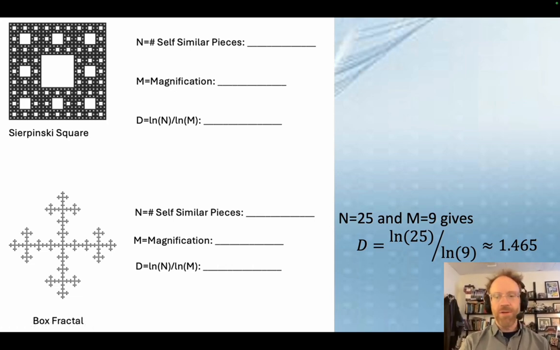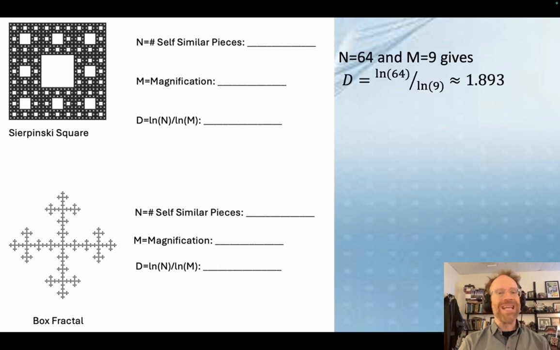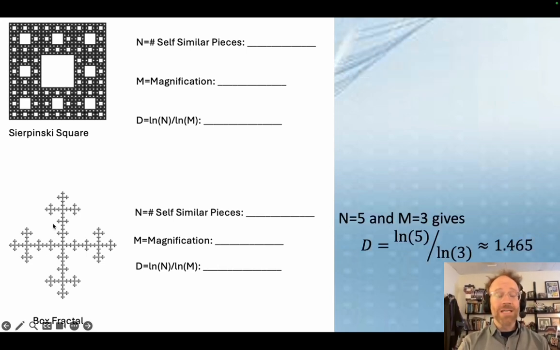Notice as well, this is 1.465. The one above is 1.893. Notice how the one that's closer to dimension 2 looks thicker, right? Whereas this one looks a little more sparse. That is true. As the fractal dimension approaches 2, these things start to fill in.